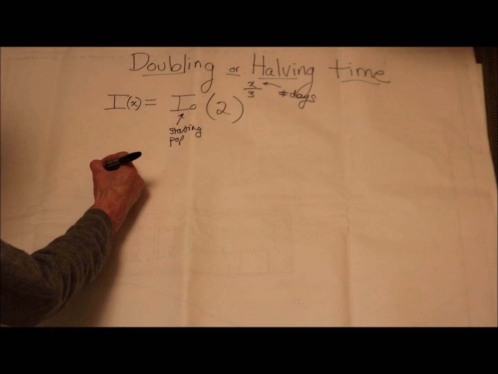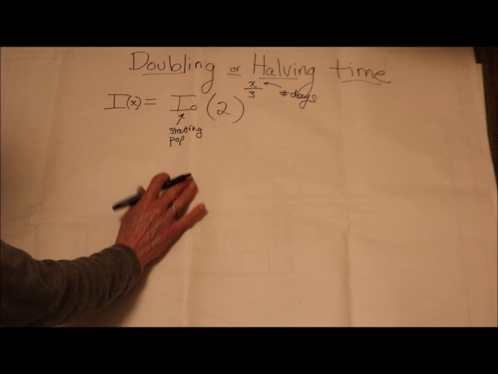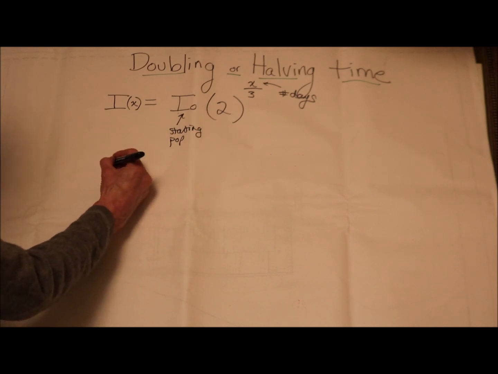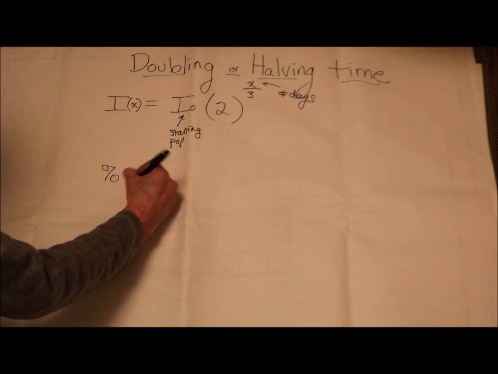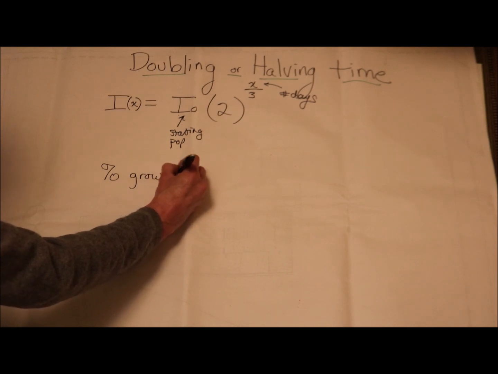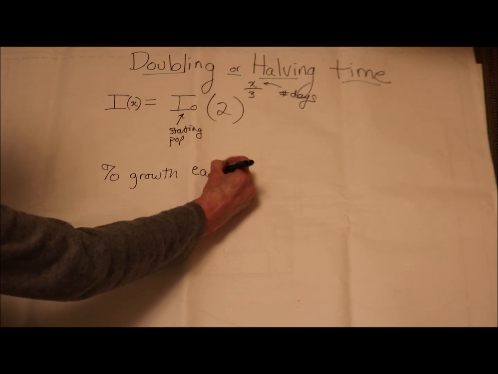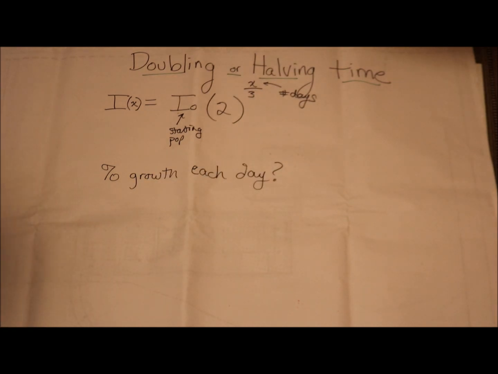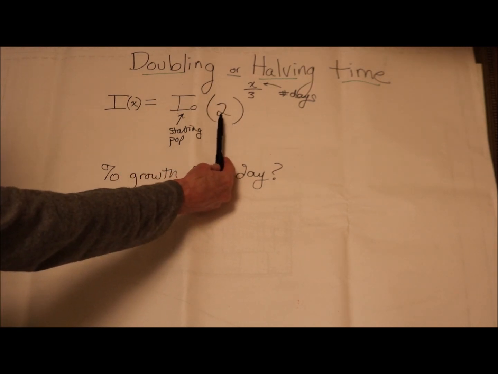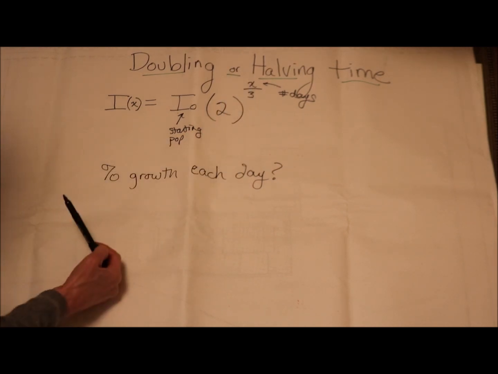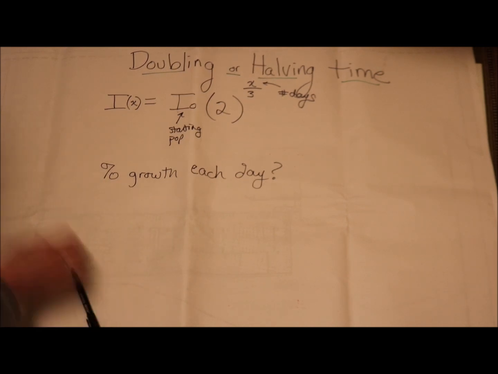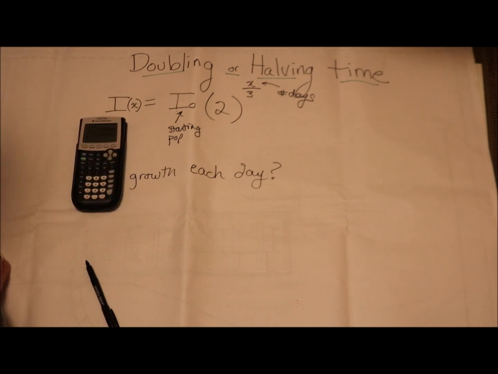So here's the question. If I have this model, if we say a population is doubling every third day, what is the percent growth each day? What is the percent growth each day? Pause the video, maybe grab a calculator, and think about how you could figure out if a population is doubling every third day, by what percent is it growing each day? All right, let's grab our calculator.